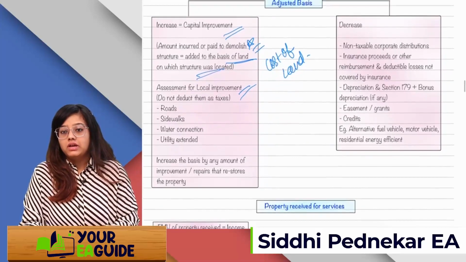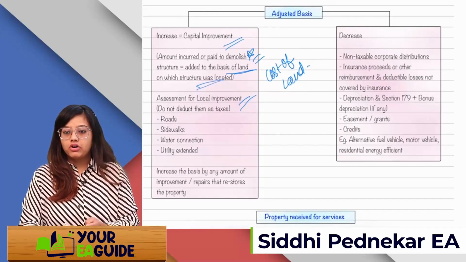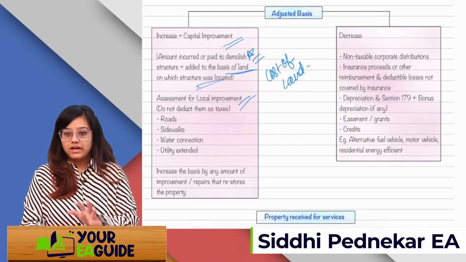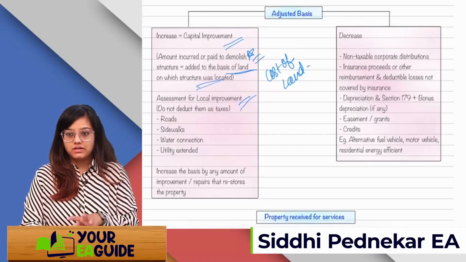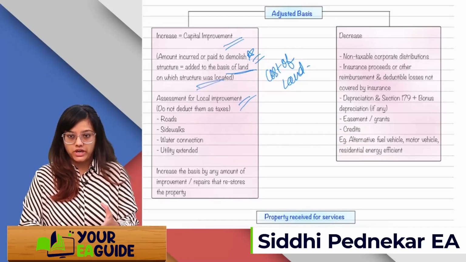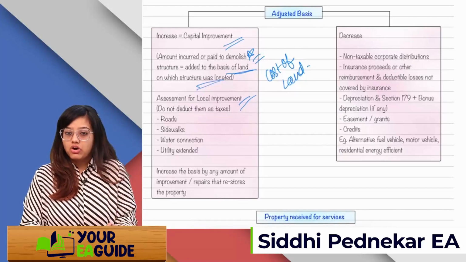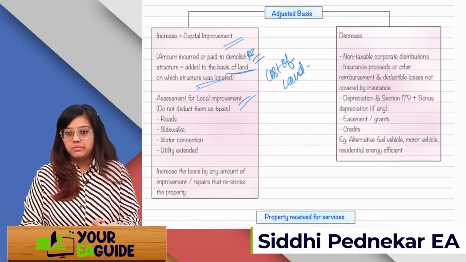Next is depreciation and section 179 plus bonus depreciation. If your asset is eligible for 179 and bonus, in the previous session we saw about the 179 deduction and the bonus depreciation, right? So all these things should be reduced from the cost basis to get the adjusted basis.